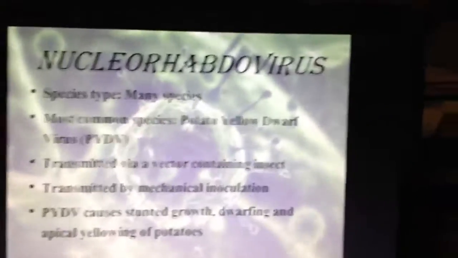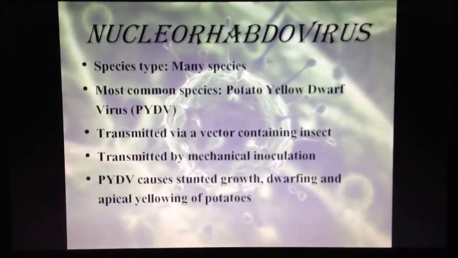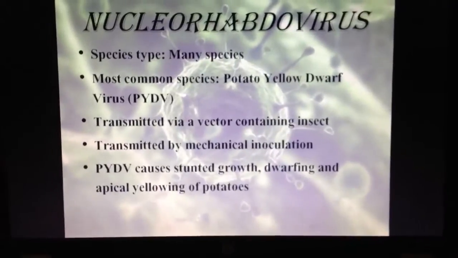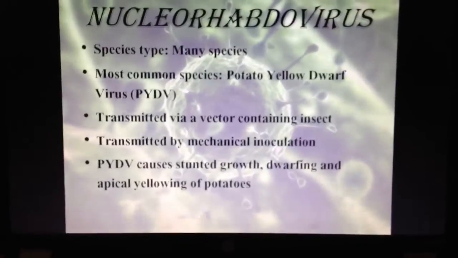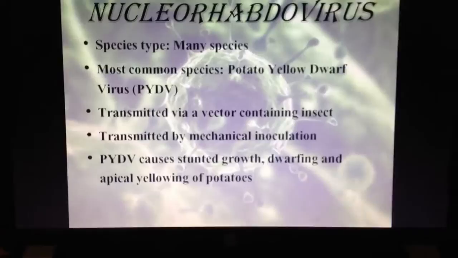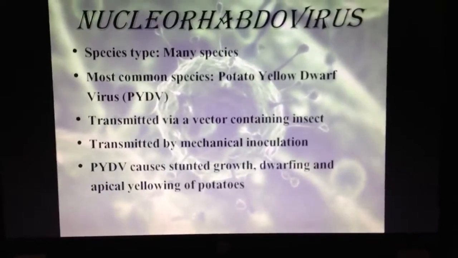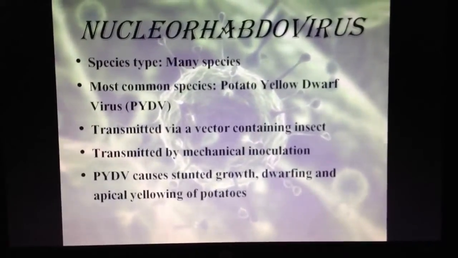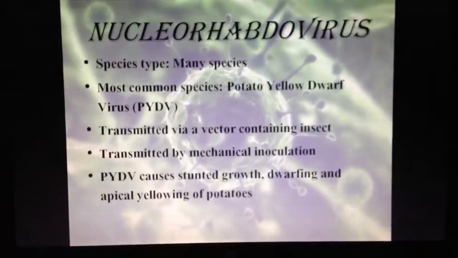And the last one we'll be looking at is the nucleorhabdovirus. It has many species, and again the most common one we'll be looking at is potato yellow dwarf virus. It is transmitted via an insect vector. It causes stunted growth, dwarfing, and apical yellowing of the potatoes.